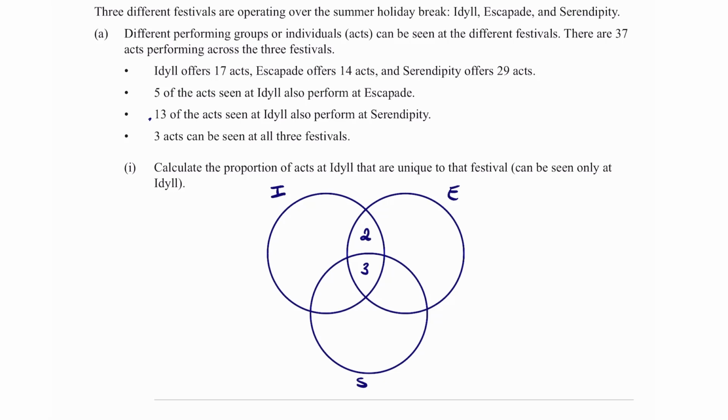13 of the acts at Idle also perform at Serendipity. So we're looking at this here. This entire value in here is 13. So if we subtract 3 from that, we should just be able to get this bit in here. So 13 minus 3 is 10.